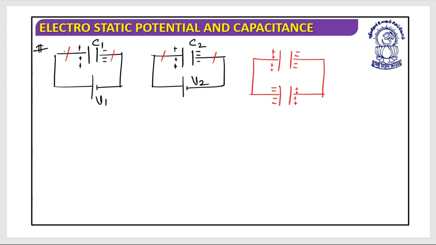Now I need to find out the VCM. So here this was C1, this was C2, and both the capacitors have been connected in parallel, but they have been connected with their opposite plates. That means a positively charged plate has been connected with the negatively charged plate, and the negatively charged plate has been connected with the positively charged plate.